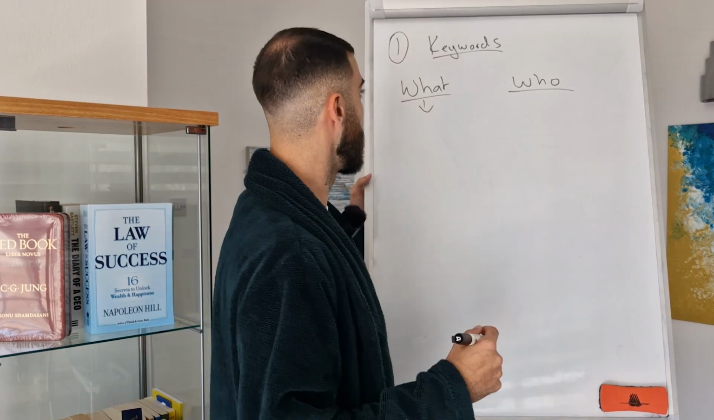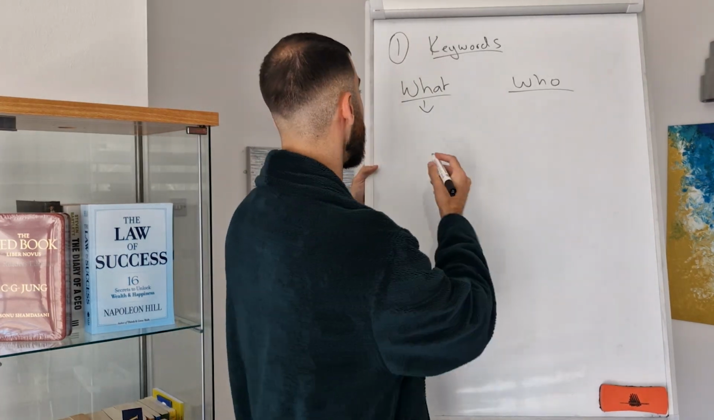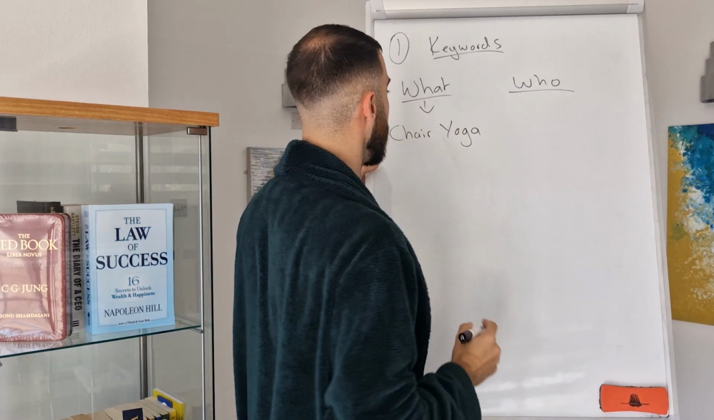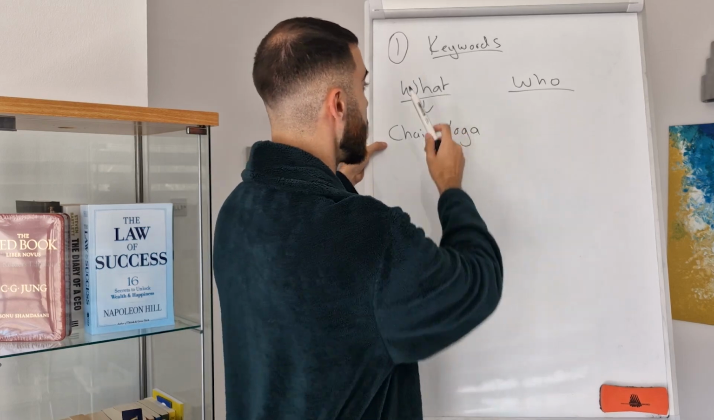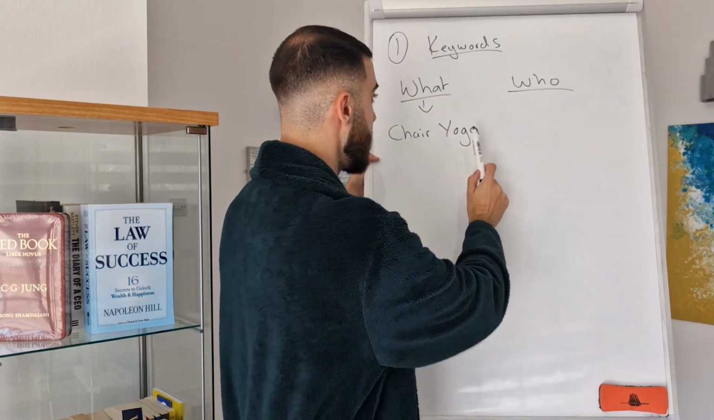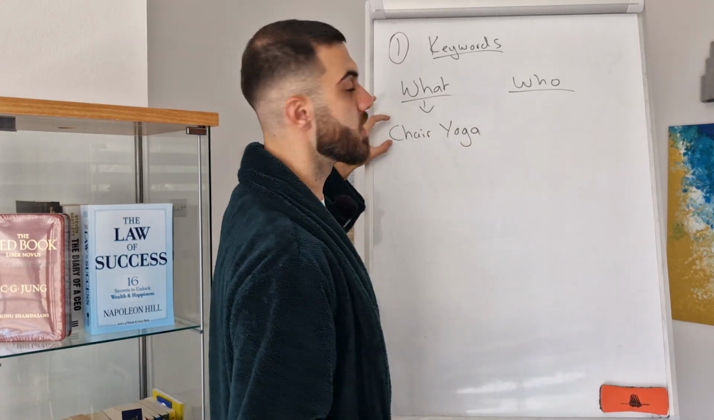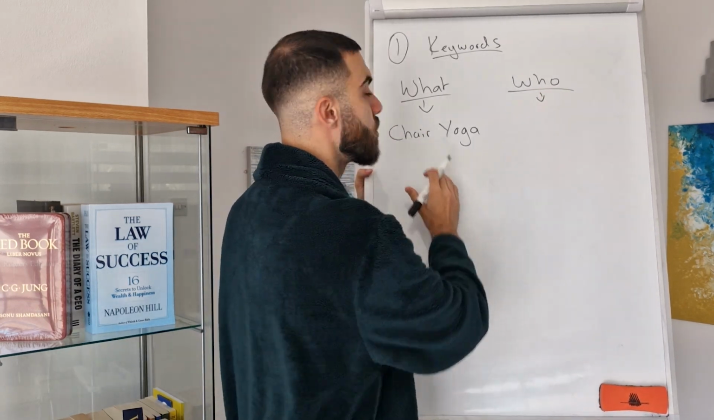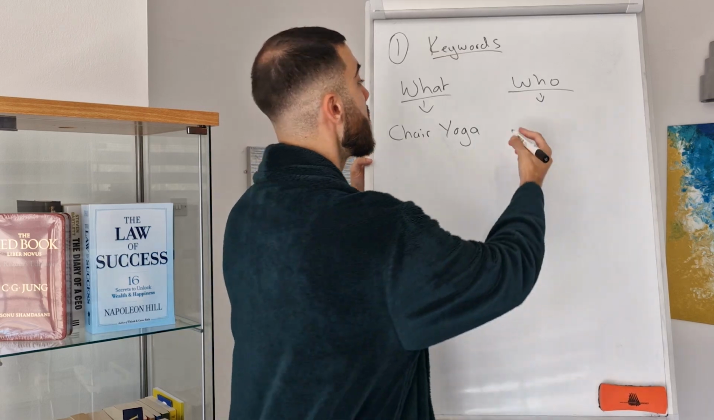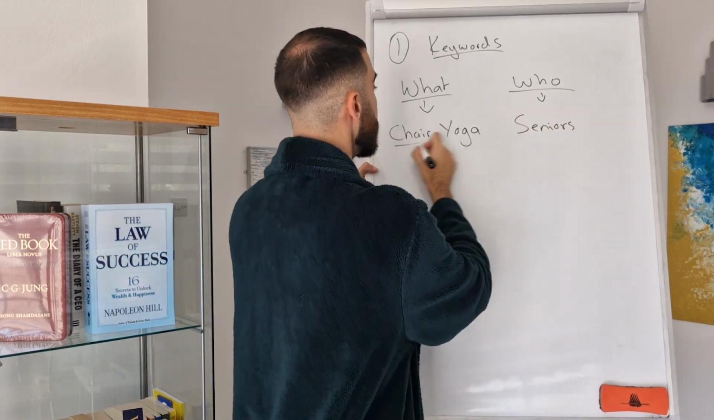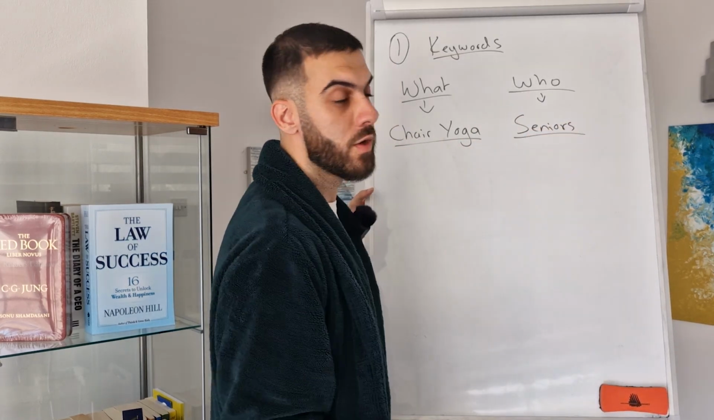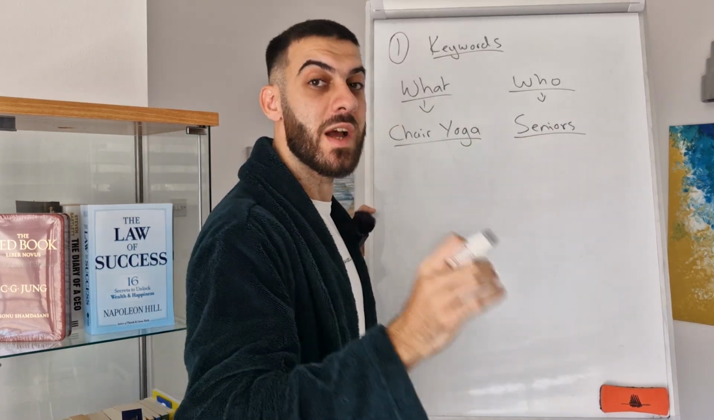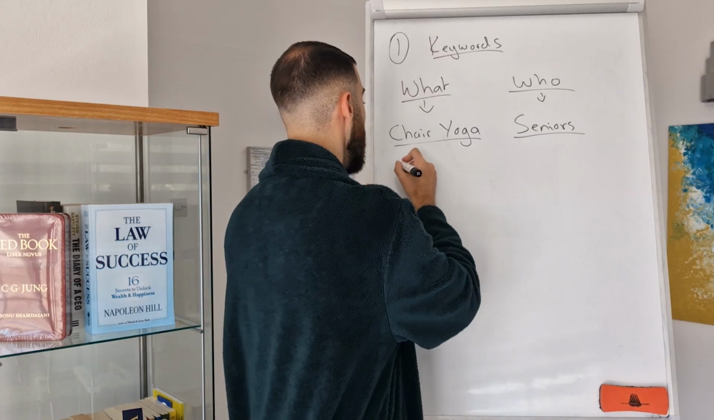Now, I'm going to give you two examples so I can make it super crystal clear. So what is your book? Let's say chair yoga. If you're selling a chair yoga book, your book is about chair yoga. Now, it's not enough just to put chair yoga. You need to figure out who your book is for. Is it chair yoga for dogs? Obviously not. Let's say it's chair yoga for seniors. So now you know what your book is and who it's for. Chair yoga for seniors.